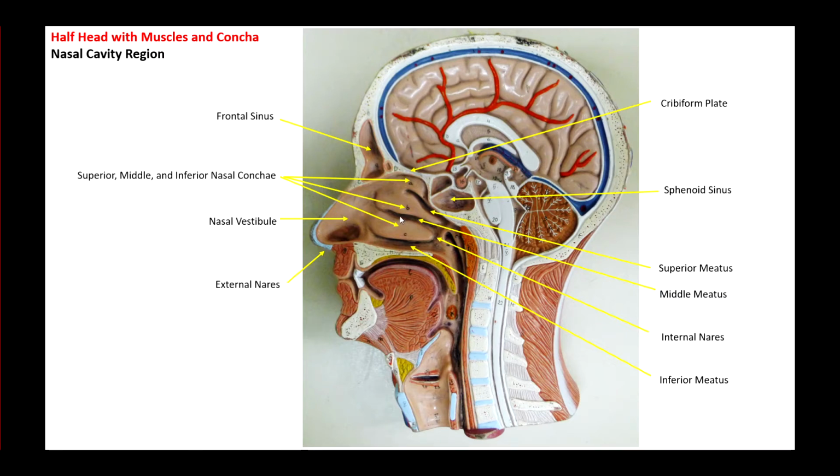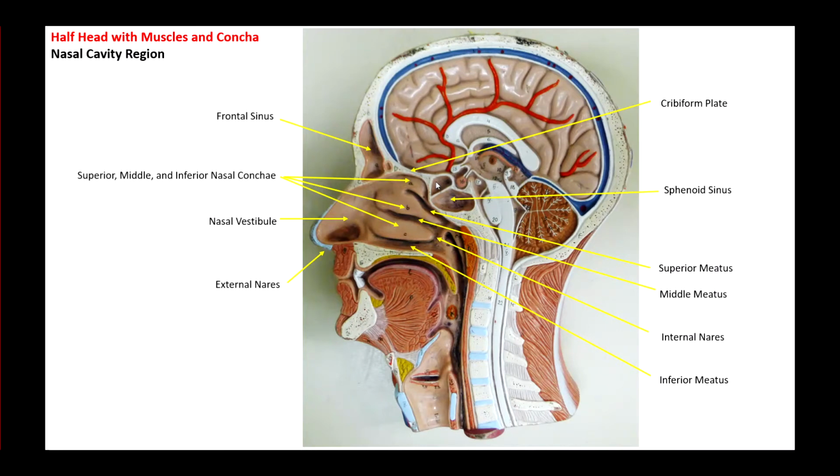So kind of starting above, this is the frontal sinus, right? Remember, sinuses are important in moisturizing air as it comes through the nasal cavity. This is the cribriform plate of the ethmoid bone, which kind of forms the ceiling of the nasal cavity. This here is the body of the sphenoid bone. This is the sphenoid or the sphenoidal sinus, right? This is the second sinus that we have on this model.